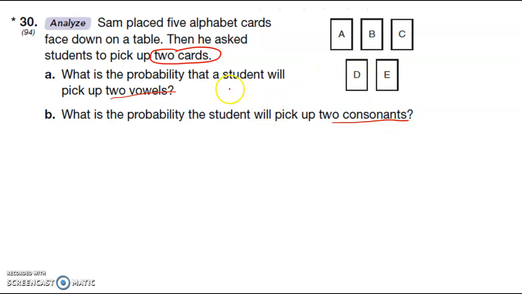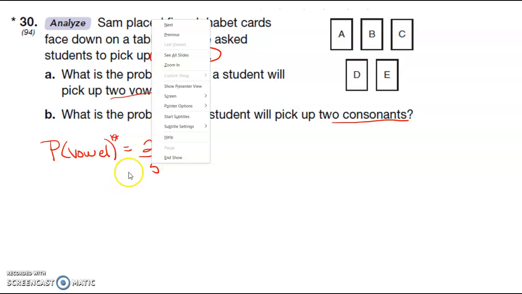Now what's interesting is we're not replacing it. We're not picking up a card and putting it back down. So the probability of a vowel the first time, I'm going to put first time, is, let's see, A and E are vowels, so I have 2 out of 5.